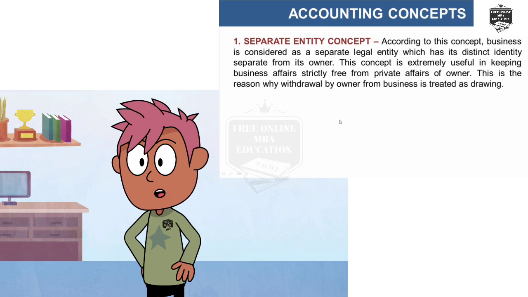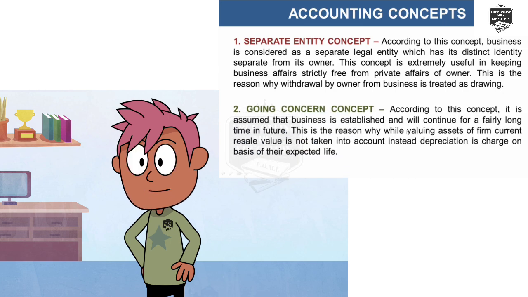Now this is also the reason why withdrawal by the owner from business is treated as drawing. Okay, we have generally observed that whenever we record a transaction related to the owner who has taken money out of the business for his private purpose, we treat it as drawing. The drawing that the owner has taken out from the business fund, from the business money, needs to be paid by the owner.